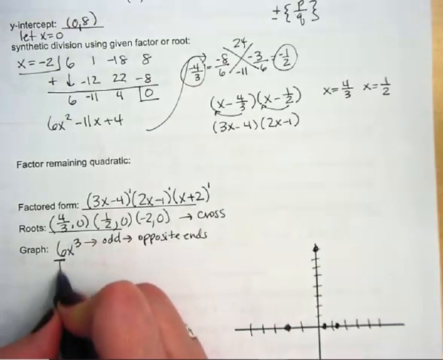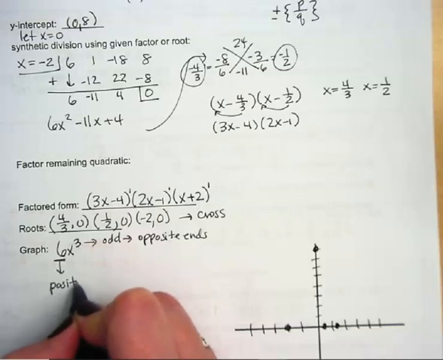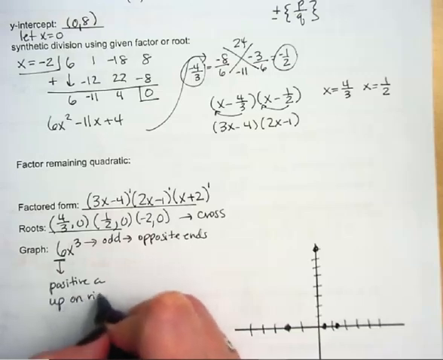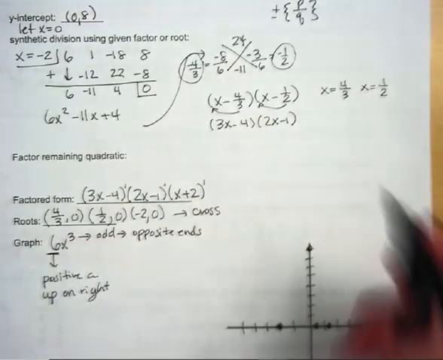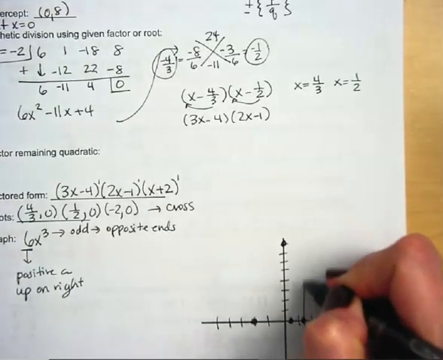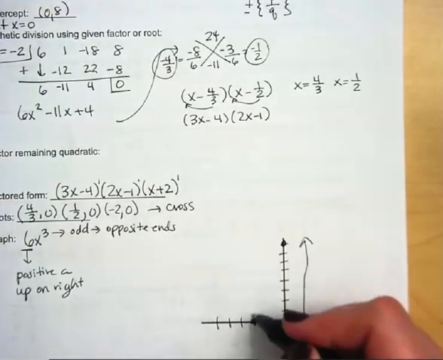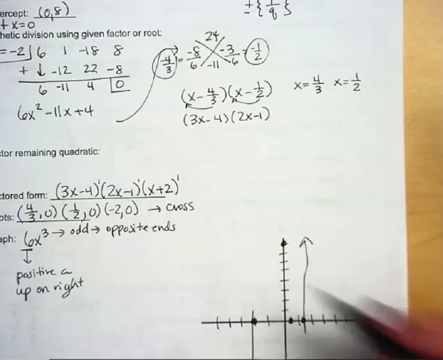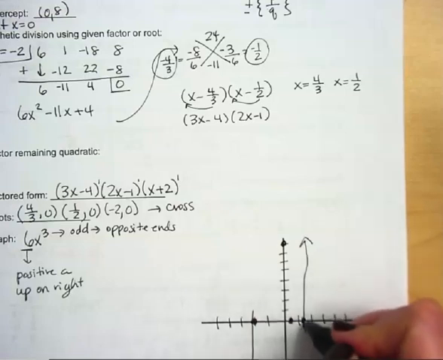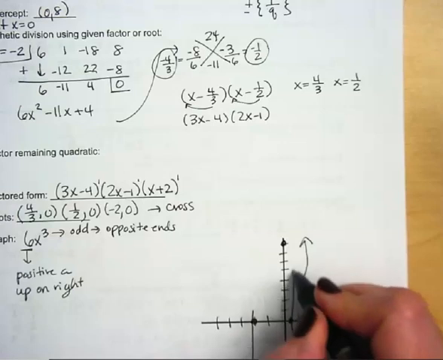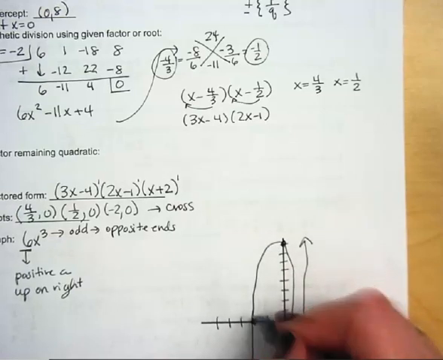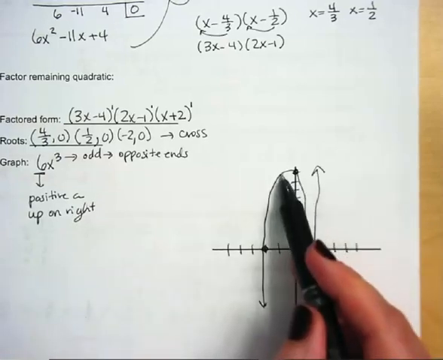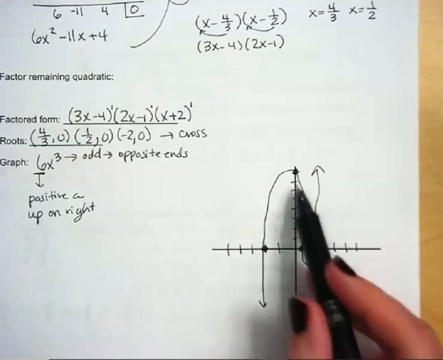My positive A value of 6 tells me that the graph is going to be up on the right. So if I'm going up on the right, that means through this root I'm going up. Down on the left means down here. There's no bounces or hangs. We're just going to estimate where it turns around. I'm going to go through my y-intercept and then come down here. We don't exactly know where it's going to turn here or here. We could substitute in an x and find it, but right now we're just sketching.